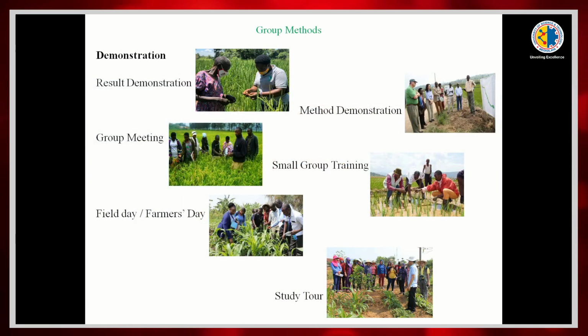These are the various group method pictures. This is a very important slide. One is result demonstration, which we already discussed. The farmers and the scientist show the result after implementation, maybe of chemical A, maybe chemical B, or maybe farmyard manure, maybe organic manure.